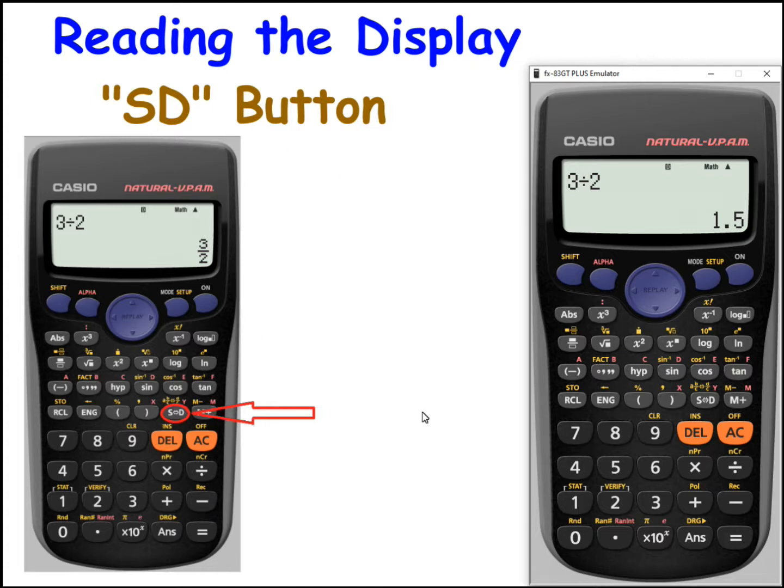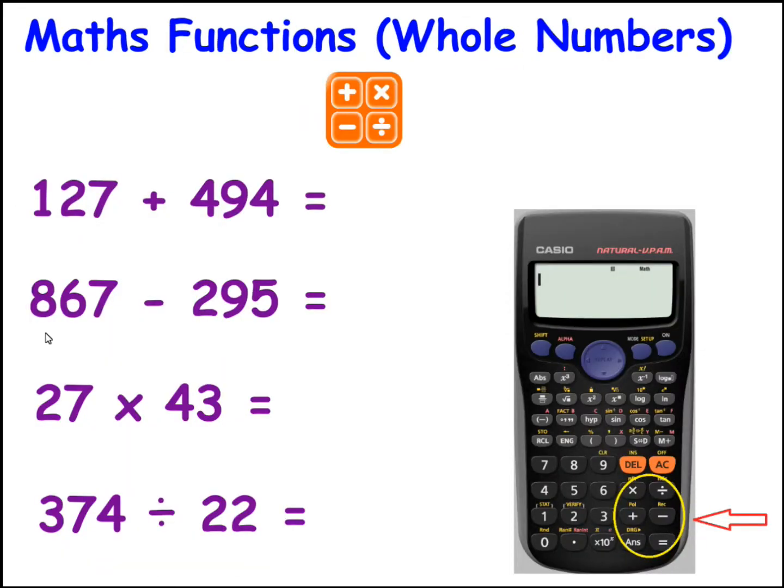So keep the SD button in mind when you're getting your answers for some of the problems we're about to do. What we're going to do first are the basic maths functions of addition, subtraction, multiplication and division. These function buttons are in the bottom right of your calculator, and the equal sign is how you get your answer. So let's have a look at the 4 examples we've got here. Of course, have a go yourselves and make sure you get the correct answers. Don't forget to pause the video to give yourself a bit more time.